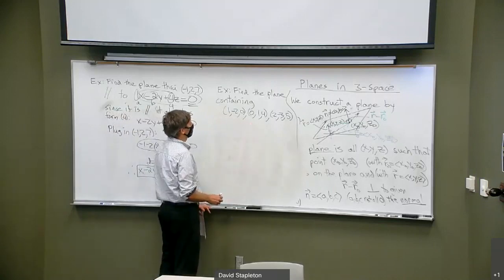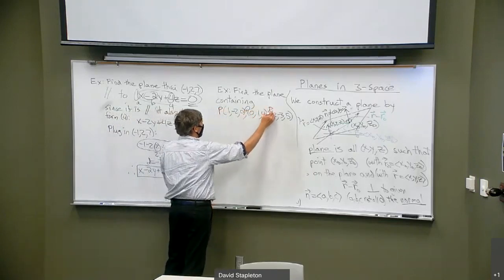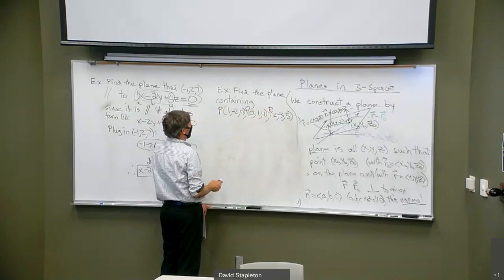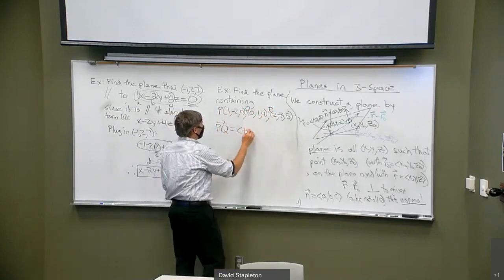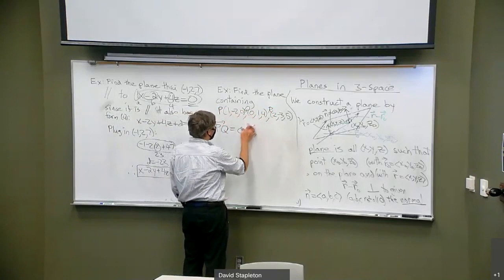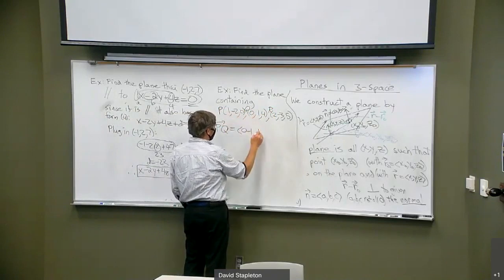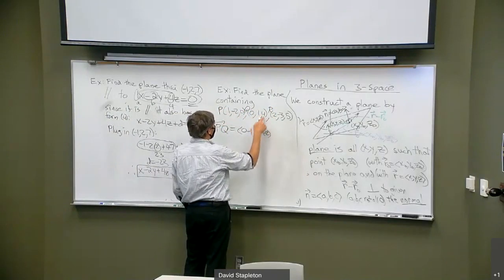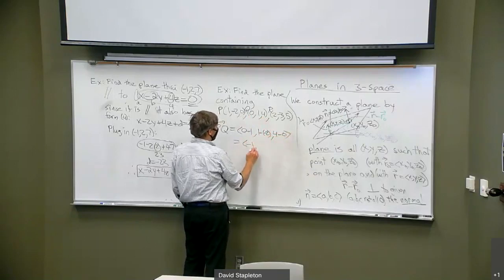How can we do this? Well, let's call this point P, call this point Q, and call this point R. The vector from P to Q is gotten by subtracting the coordinates, right? From P to Q, I take 0 minus 1, 1 minus negative 2, and 4 minus 0. You can do the other order, it doesn't matter. There's the vector from P to Q. It's negative 1, 3, 4.